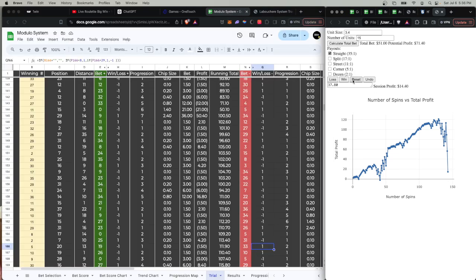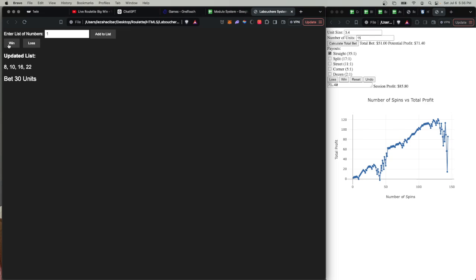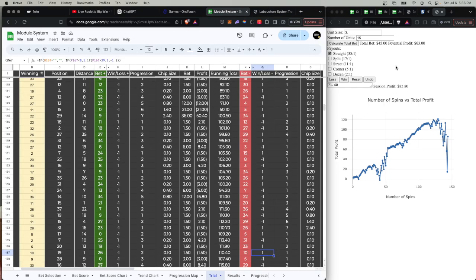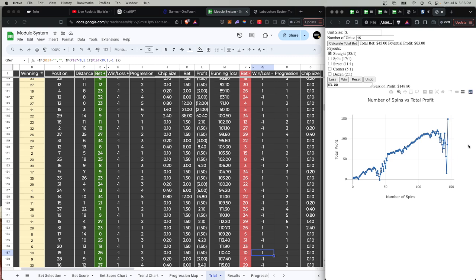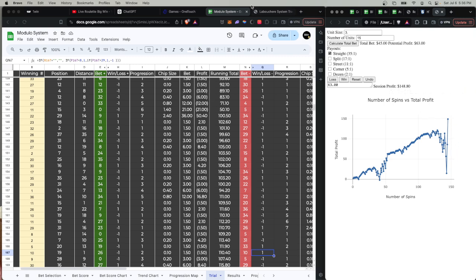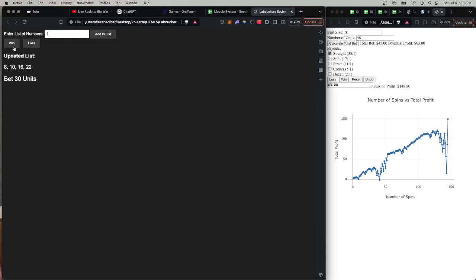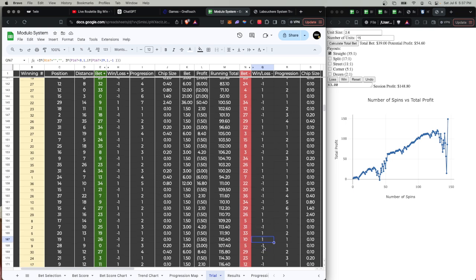And we get a win, much needed win. That's a win. Now we're at a 30 unit bet. Calculate. We get another win, which shot us way out here. It's another win. And now we can drop down to 26 unit bet. If we were to win this, we could reset. But of course, it wouldn't be that easy.